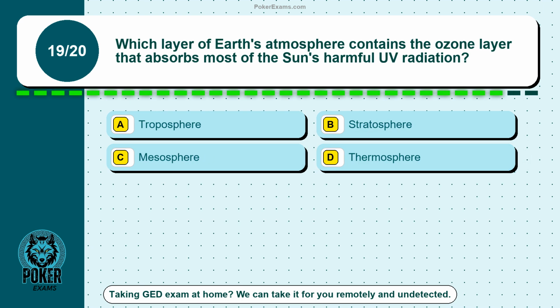Question 19. Which layer of Earth's atmosphere contains the ozone layer that absorbs most of the sun's harmful UV radiation? Option A. Troposphere. Option B. Stratosphere. Option C. Mesosphere. Option D. Thermosphere.